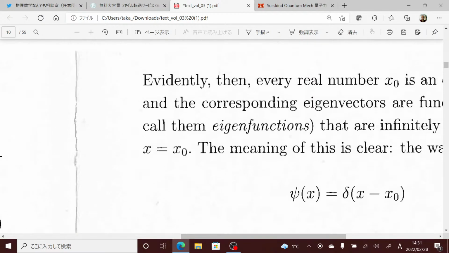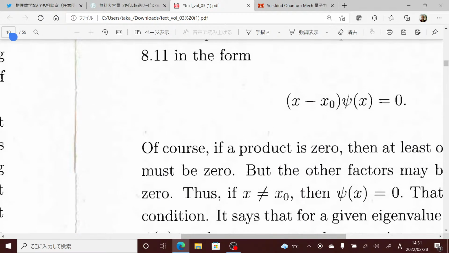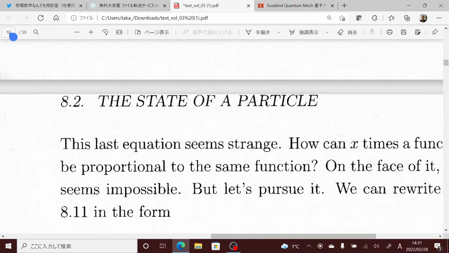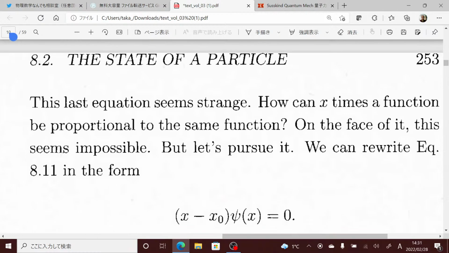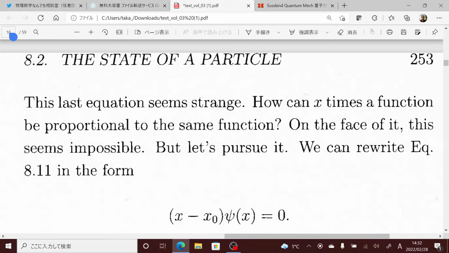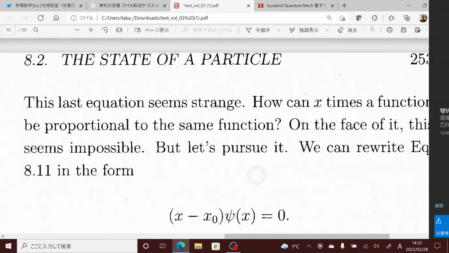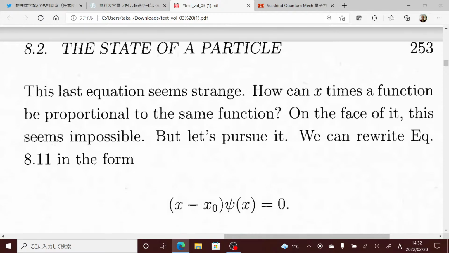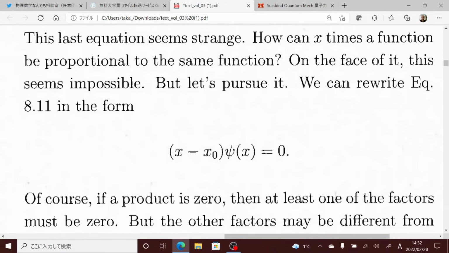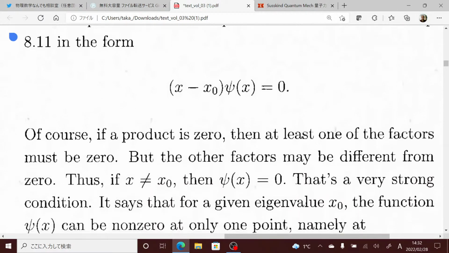Equation 8.11. This last equation seems strange. How can x times a function be proportional to the same function? On the face of it, this seems impossible. But let's pursue it. We can rewrite equation 8.11 in the form (x minus x0) psi(x) equals 0.